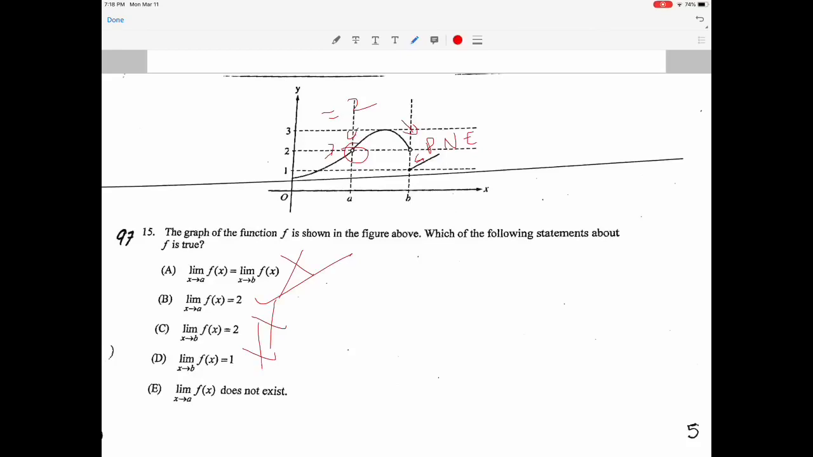The same goes for D. Limit as x goes to a of f of x doesn't exist. It is false because it exists. The left and right limits go to 2, but limit as x goes to b of f of x doesn't exist. So the answer we are left with is B.